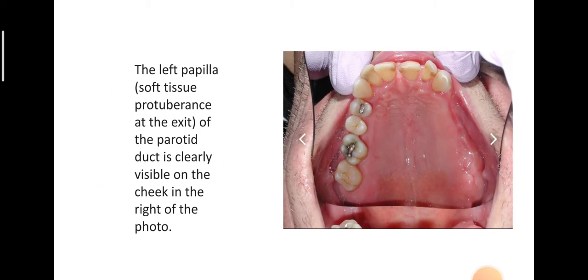Now, the left papilla, a soft tissue protuberance at the exit of the parotid duct, is clearly visible on the cheek opposite the second upper molar tooth. The parotid papilla opposite the second upper molar tooth.